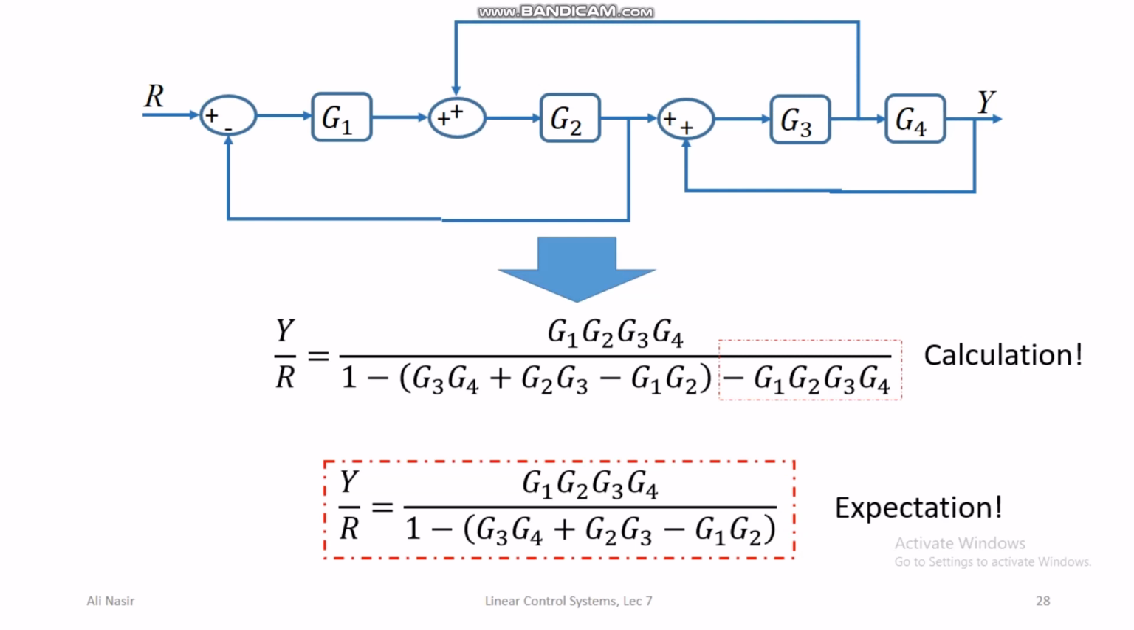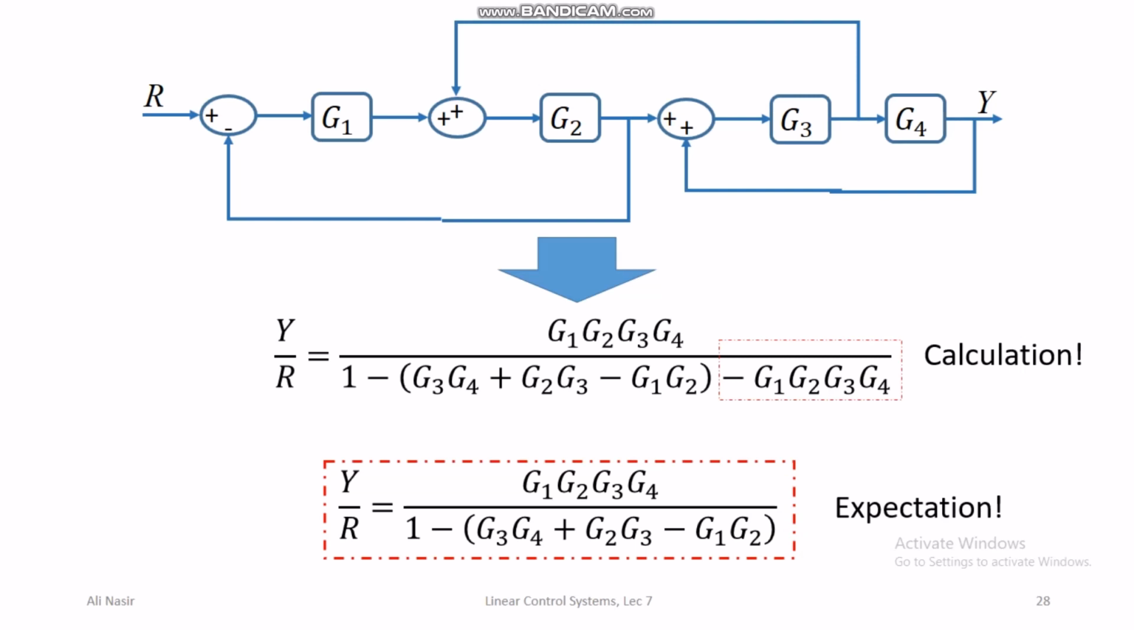So this extra term is basically, if you look at the block diagram, there is something special about this block diagram. That special thing is that the loop G1, G2 is completely separated from the loop G3, G4. So these loops do not overlap with each other. On the other hand, the loop G2, G3 overlaps with both of the other loops.